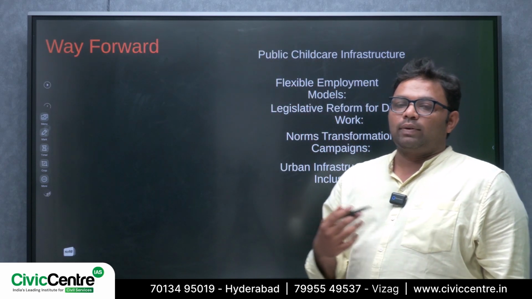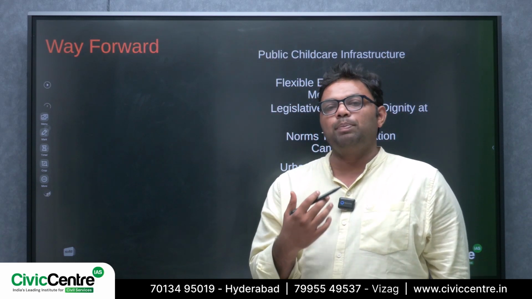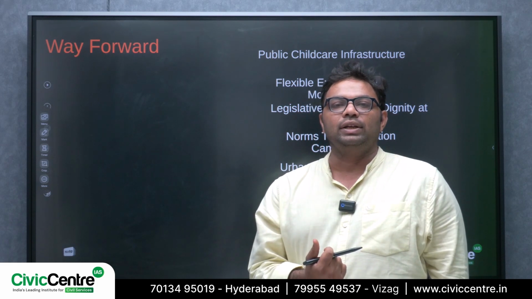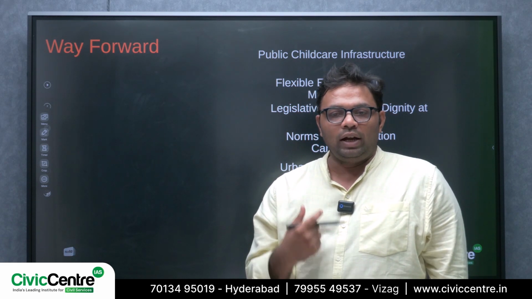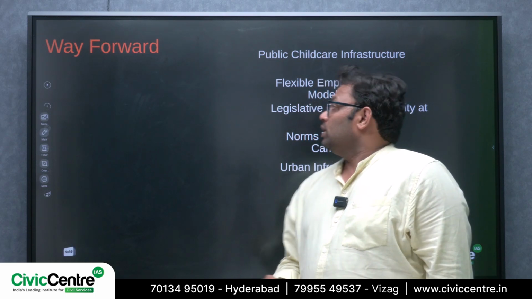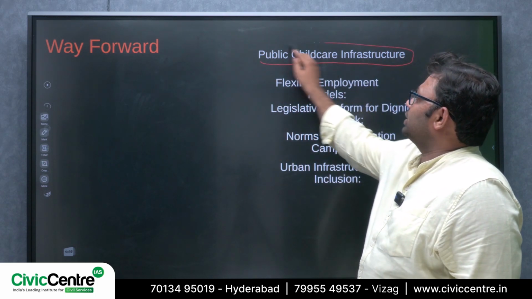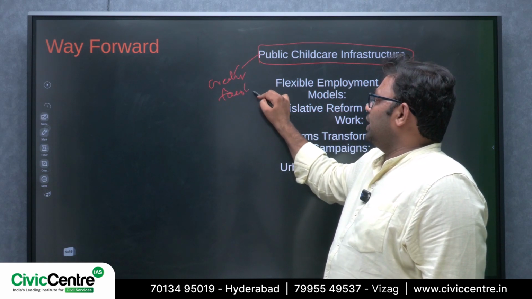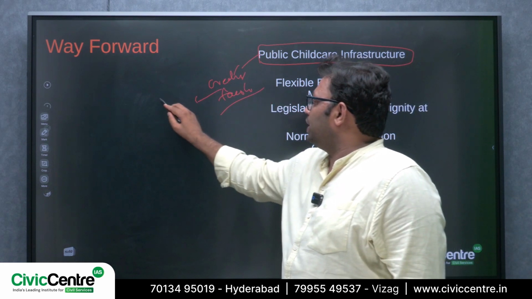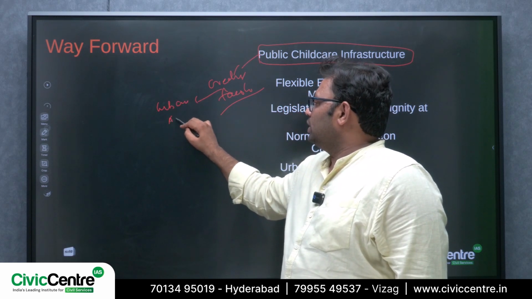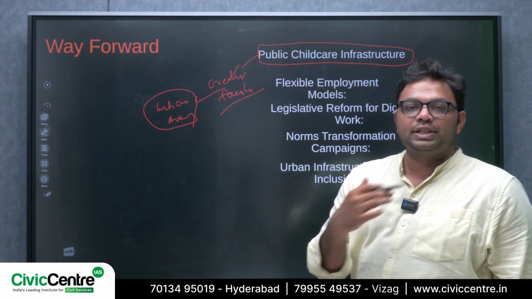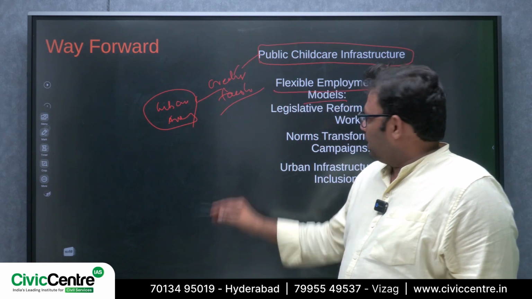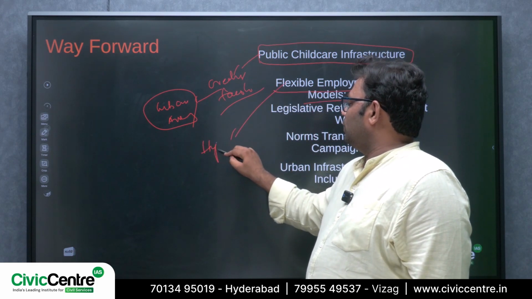So what is the way forward? How can you bridge the gap between rural and urban counterparts so that there is social equity in employment and other benefits that will be provided? The first one is public child care infrastructure, nothing but your crèche facilities. The crèche facilities should be developed in urban areas also, so that there is no disturbance for working women. Flexible employment models, nothing but your hybrid model of working.